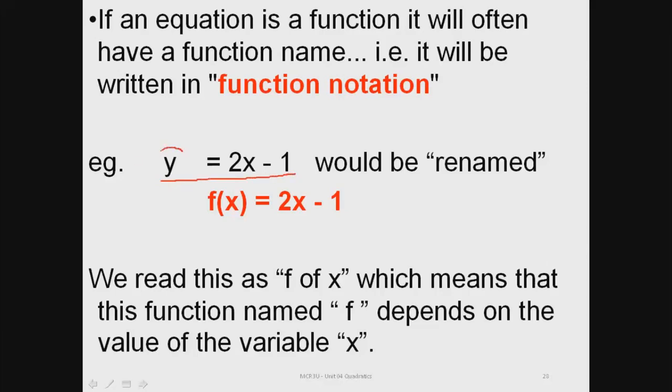All that we need to do to put this into function notation is to replace the y with an f of x. Now we read this as f of x or f at x, which means that this function is named f and it depends upon the variable x. So we'll see a couple questions coming up where it will use the function notation. Now we've seen functions with this f of x, but we haven't had to deal much with anything subbed in for the x. So that's going to come up in this next slide here.